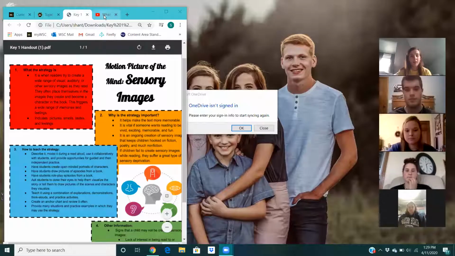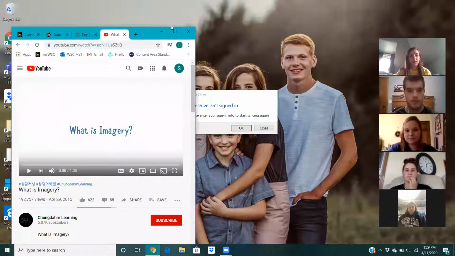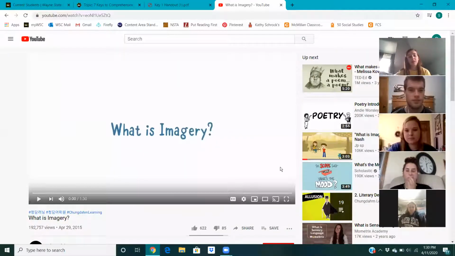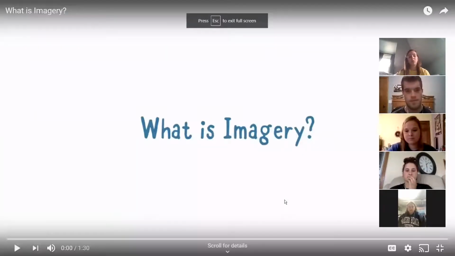So I'll share that. So it kind of explains imagery, because a great author is going to be using imagery when they write a book to help their readers kind of have these sensory parts.